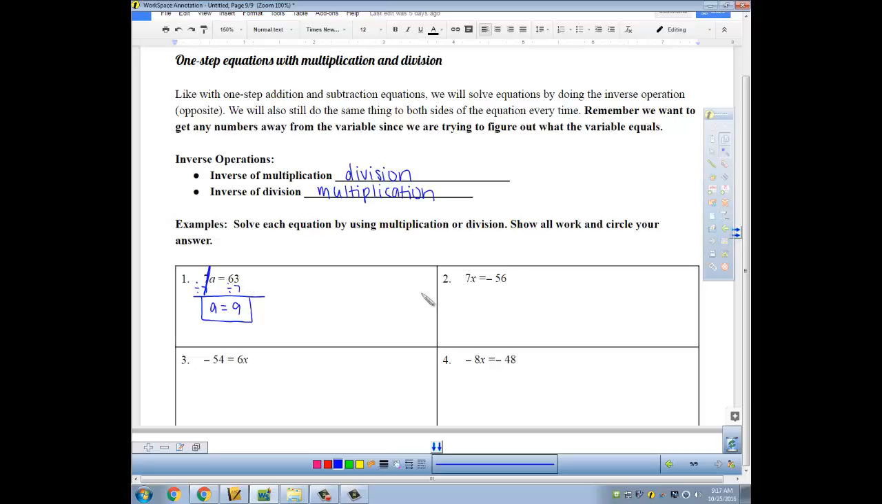Number 2, doing the same thing. So this 7x means 7 times x. So the opposite of times x is divide by 7. So divide both sides by 7. So that goes away. We're left with x equals negative 56 divided by 7 is negative 8.